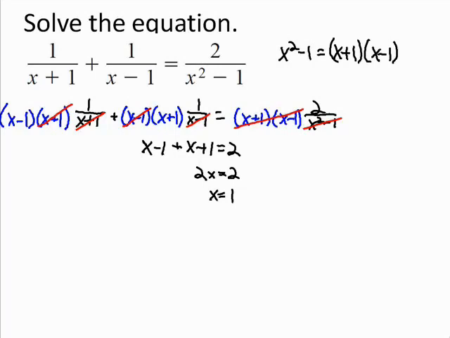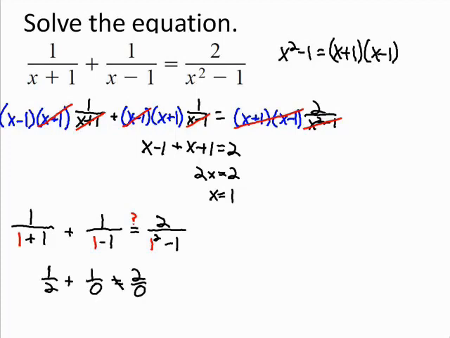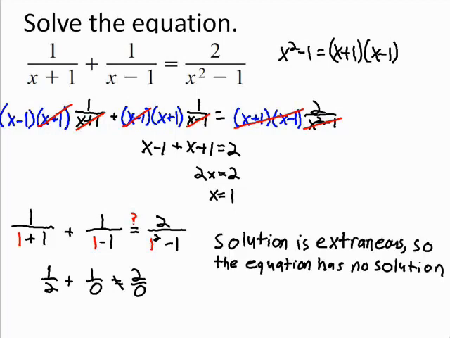X equals 1. Test whether or not this is a solution by substituting 1 into the original equation for x. You are testing if 1 divided by 1 plus 1 plus 1 divided by 1 minus 1 is equal to 2 divided by 1 squared minus 1. This simplifies to 1 half plus 1 divided by 0, which cannot be equal to 2 divided by 0. This is because division by 0 is undefined, meaning the solution is extraneous, so the equation has no solution.